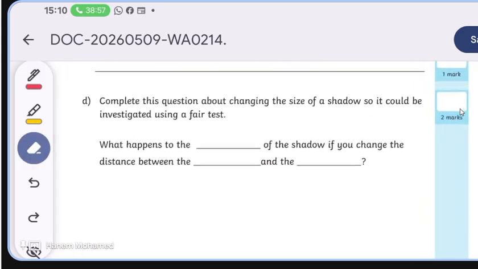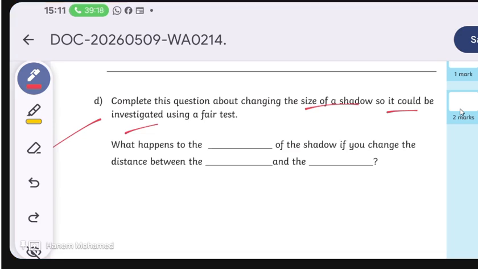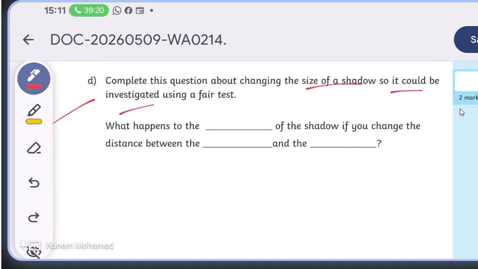The next. Farida, complete this question about changing the size of the shadow. It could be investigated using a fair test. What happens to the size of the shadow if you change the distance between the light source and the object? Do you think the shadow will be different in shape or in size? In size, because your hand is the same.